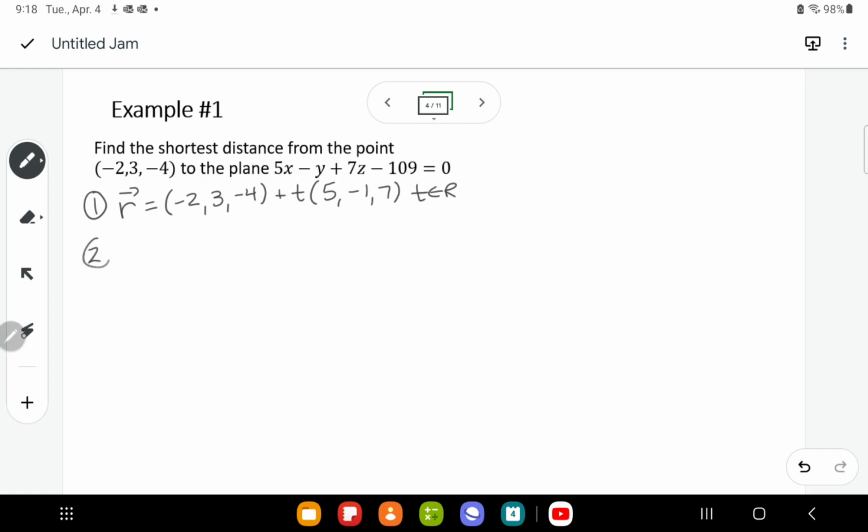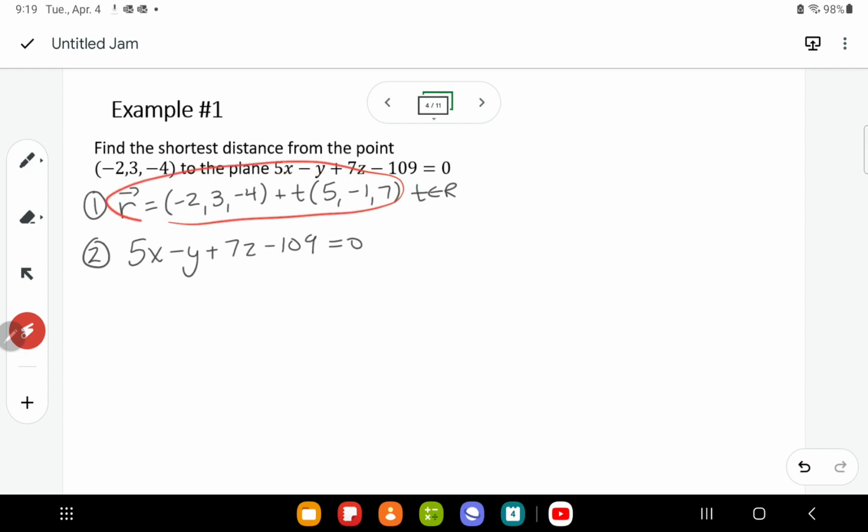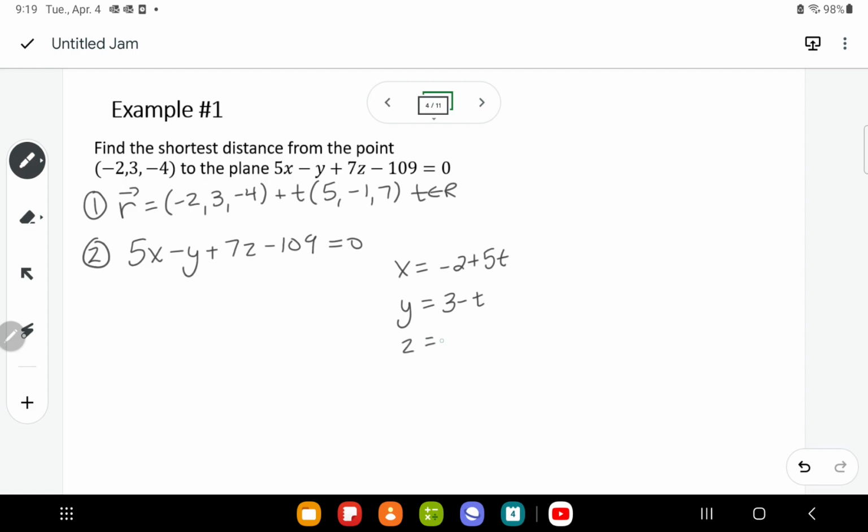Okay. Step 2 is to find the POI of the line and the plane. So for POI, I've got my equation of my plane, 5x minus y plus 7z minus 109 equals 0. I'm going to want my line equation to be in parametric form. So I'm going to rewrite that as x equals -2 plus 5t, y equals 3 minus t, and z equals -4 plus 7t. So remember back when we did POI with lines and planes, we just took each x and y and z and popped those into the right spots in the Cartesian equation and then solved for t. So that's what I'm going to do here.